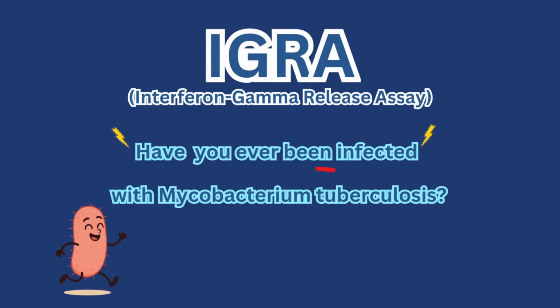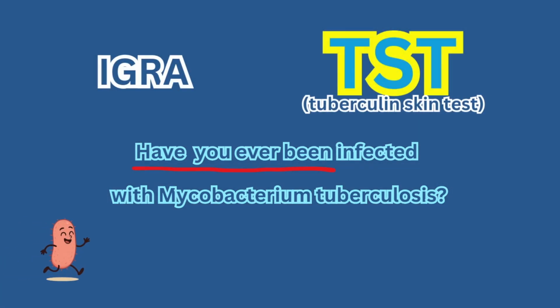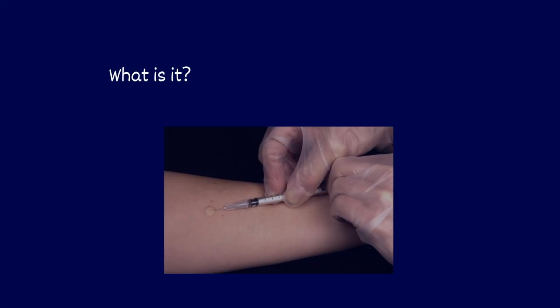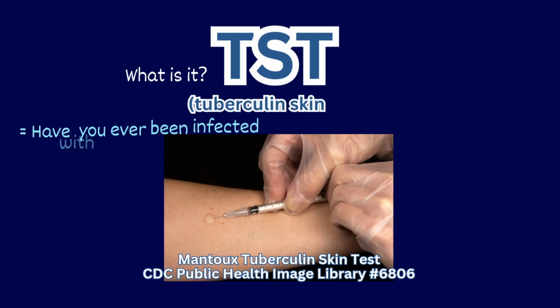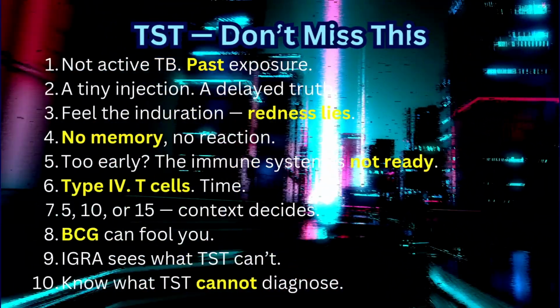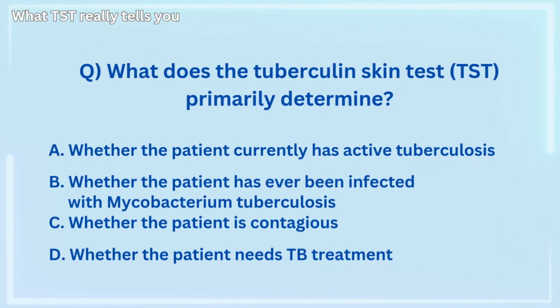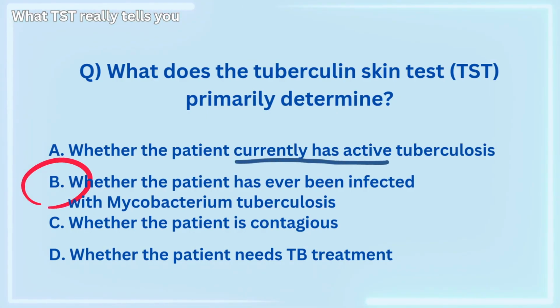Now, what is another test used for the same purpose? The tuberculin skin test. In this video, we'll break down what the TST is actually measuring and how to interpret it. A red arm doesn't mean tuberculosis. TST is a screening test used to determine whether a person has ever been infected with Mycobacterium tuberculosis. It does not diagnose active tuberculosis.